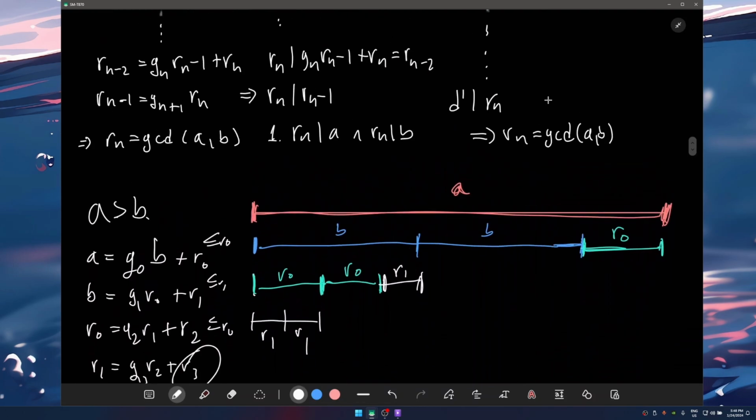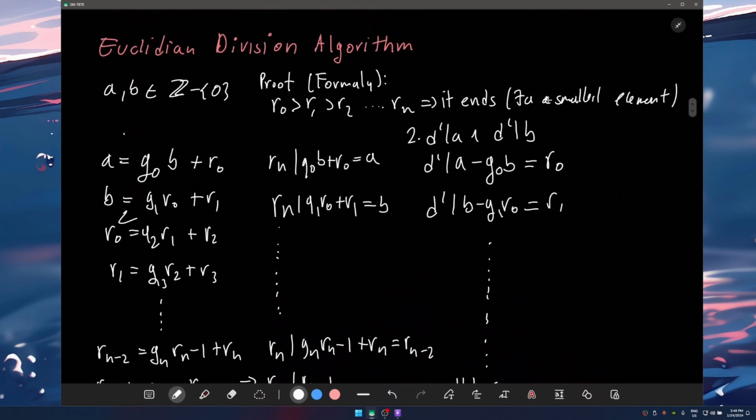And this is how you prove it. And then you also have to prove that the sequence ends. Formally, in the whole numbers there exists a smallest element if you take some of them. Because this sequence also gets smaller and smaller, it will end, because there exists a smallest element.